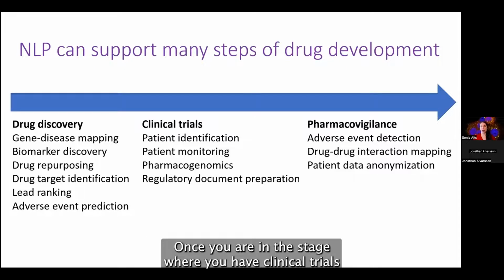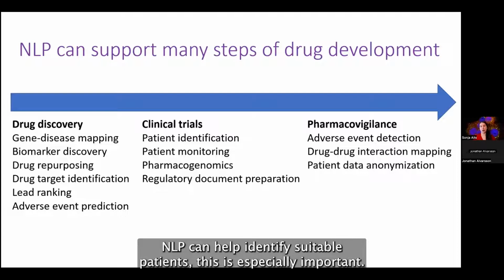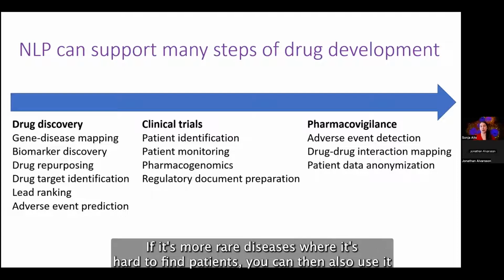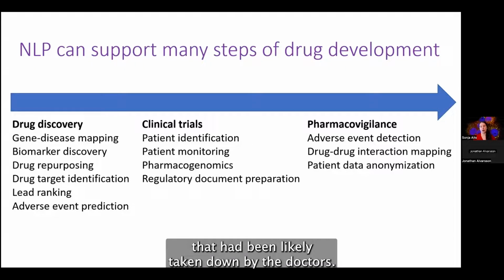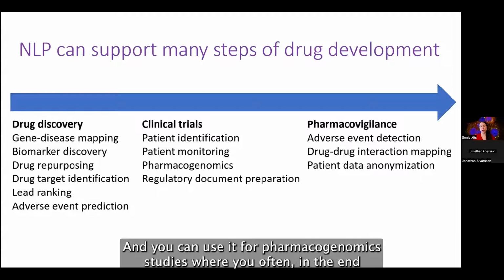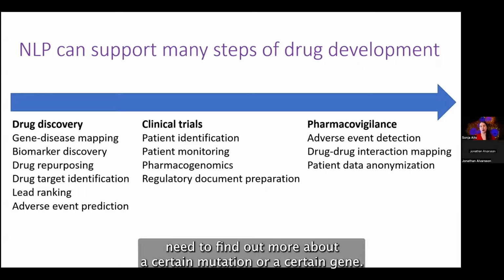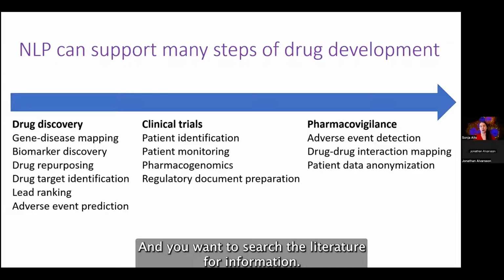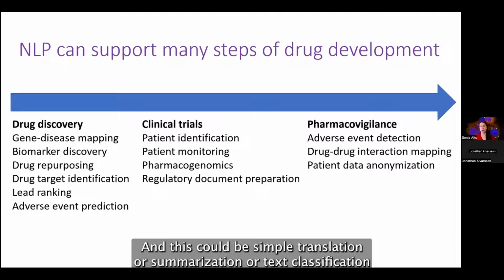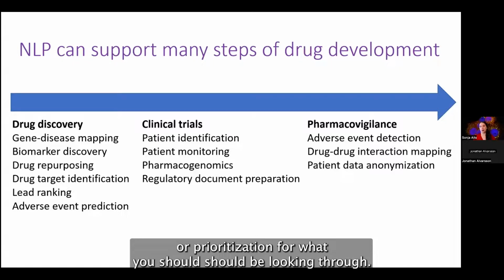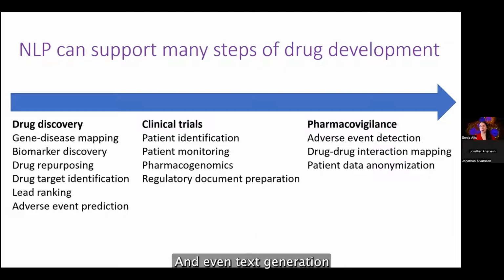Once you are in the stage where you have clinical trials, NLP can help identify suitable patients. This is especially important if it's more rare diseases where it's hard to find patients. You can then also use it to monitor the patients by extracting information from the patient journals that have been taken down by the doctors. You can use it for pharmacogenomic studies, where you often, in the end, need to find out more about a certain mutation or a certain gene, and you want to search the literature for information. You may want to help yourself with regulatory document preparation. This could be simple translation or summarization or text classification or prioritization of what you should be looking through, and even text generation.